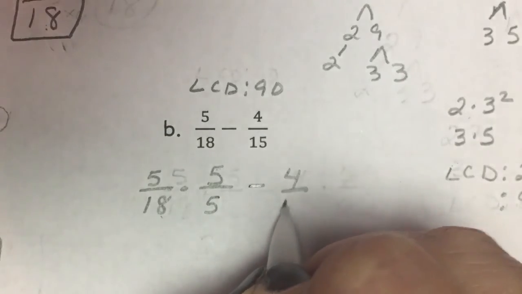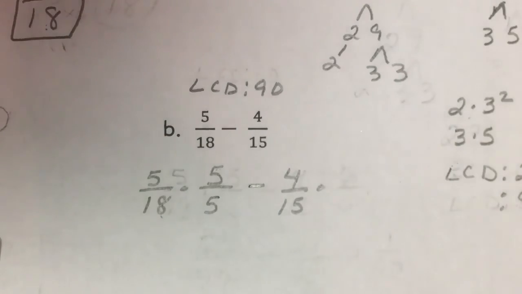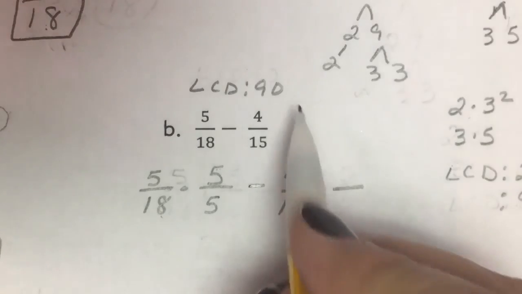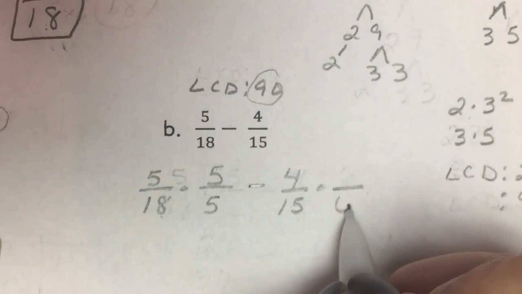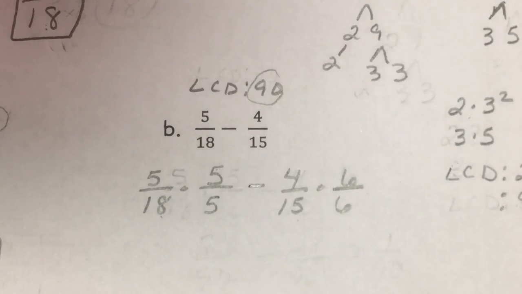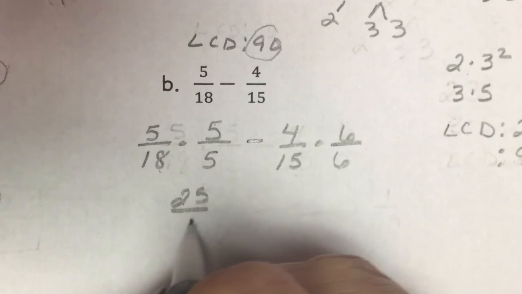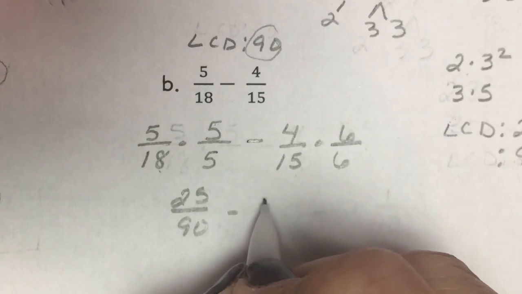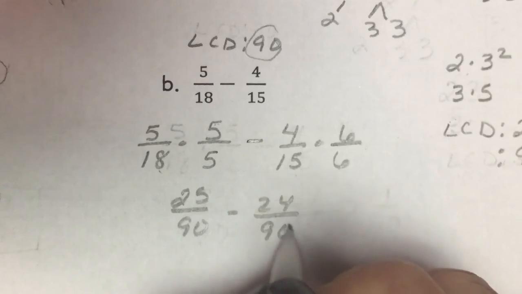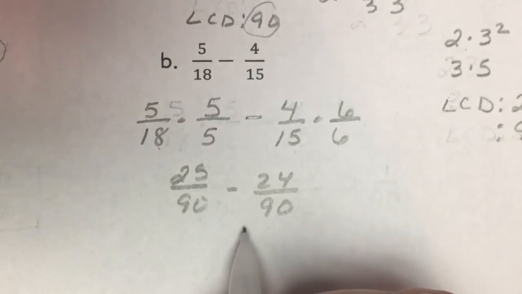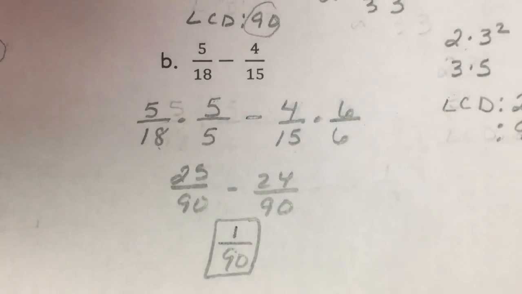Minus, we're going to rewrite the second fraction. I'm going to have to multiply top and bottom there by the same number. 15 times what is 90? Well, 15 times 6 is 90. So top and bottom have to be multiplied by 6. So if I go ahead and multiply, I'm going to get 25 over 90 minus 4 times 6 is 24 over 90. Now I can go ahead and subtract the numerators. 25 minus 24 is 1, and the denominator stays the same.